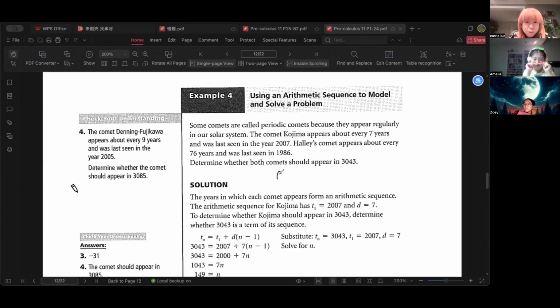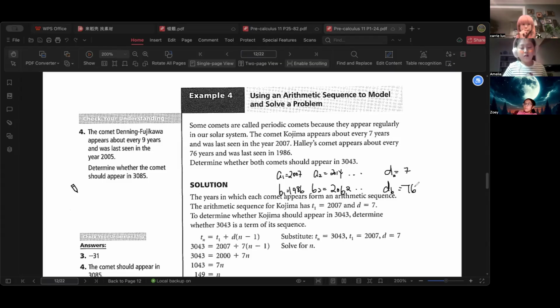So I'm going to write A1 equals 2007, A2 equals 2014, right? And the difference of this one, so D_A is 7, correct? And we're going to do B1 equals 1986 and B2 equals 2062, and the difference of B is 76 years. Get it?